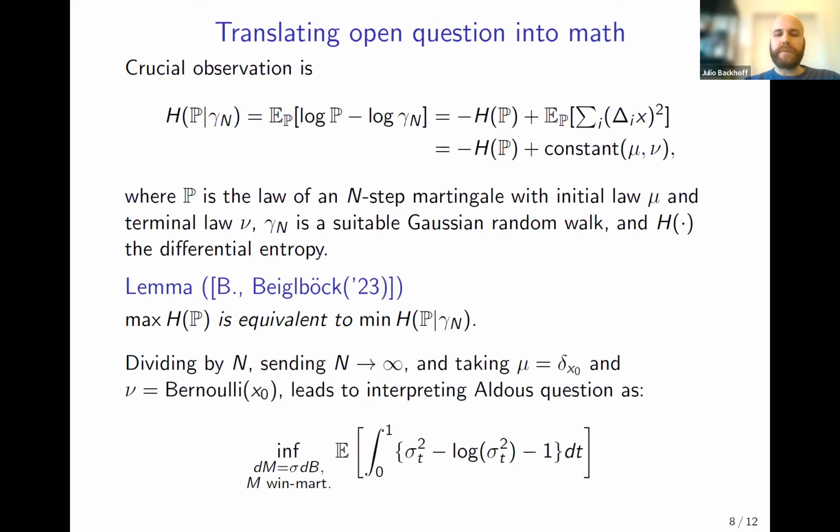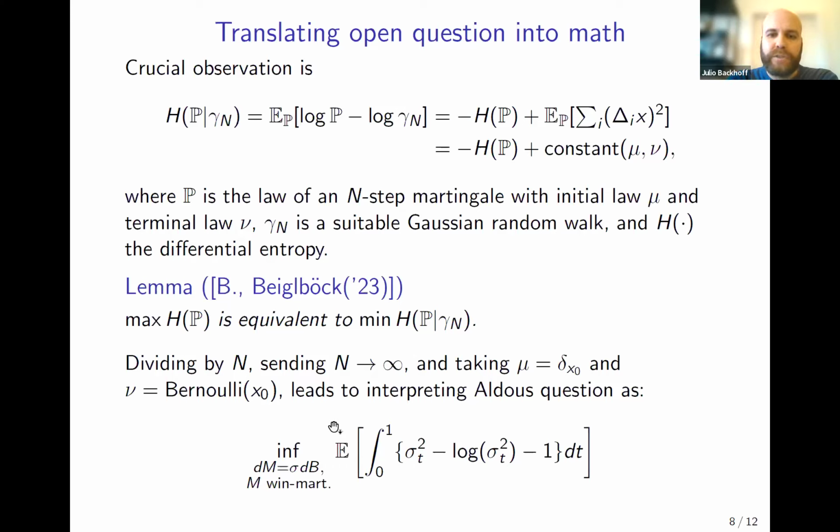That's why, for us, the way to interpret Aldous' question was to minimize the specific relative entropy over martingales which start in the Dirac at x0 and finish in the Bernoulli centered at x0. Okay. And by the arguments that I gave above, the cost function that we minimize is the actual regularized version, the convex and lower semi-continuous version of the specific relative entropy.